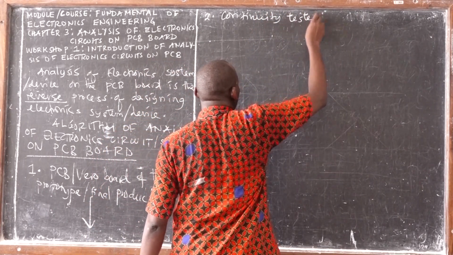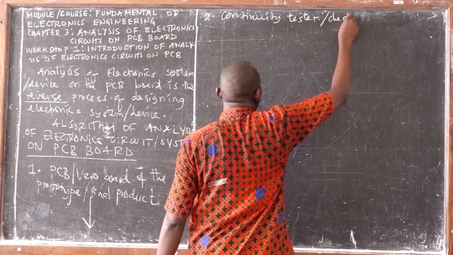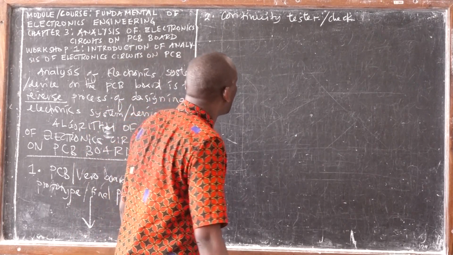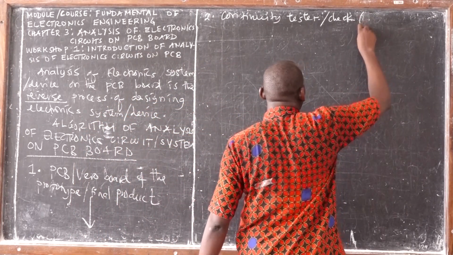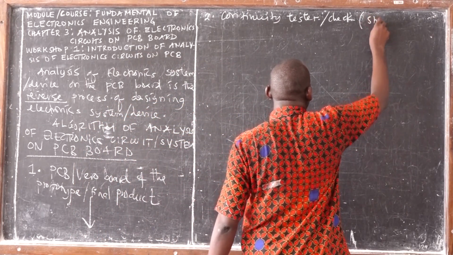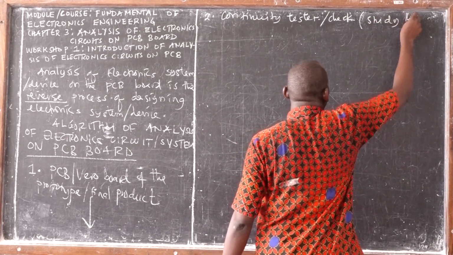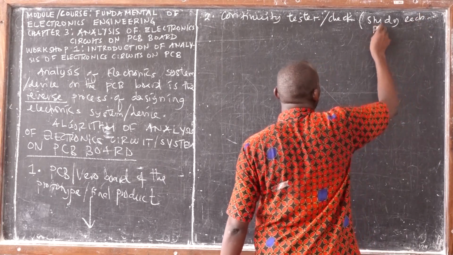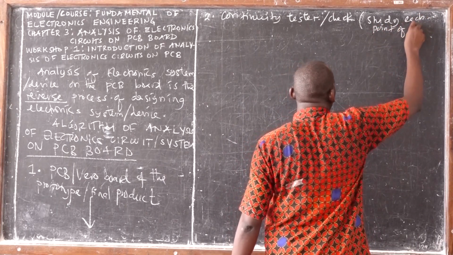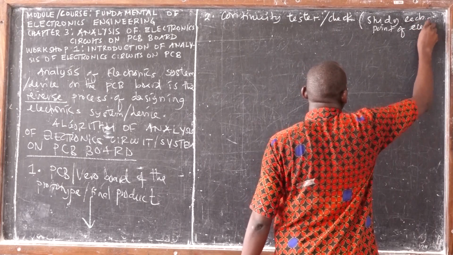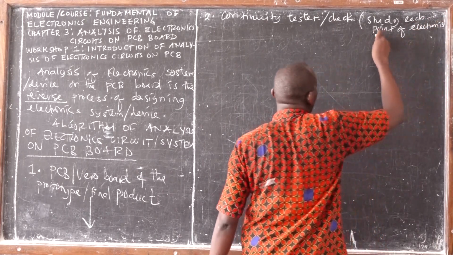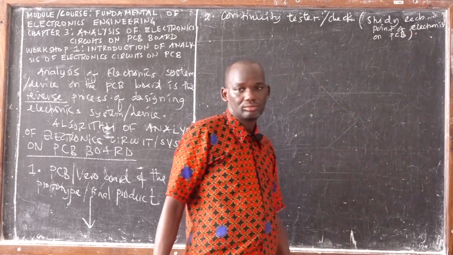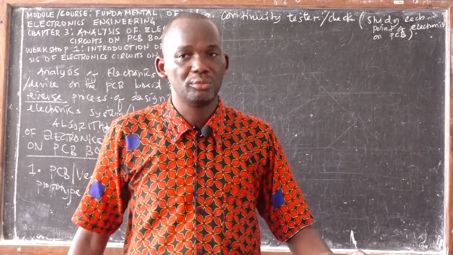Okay, so the second item that you need is called the continuity tester. Continuity tester or continuity check instrument. So the function of this continuity tester or continuity check is the instrument which can help you to test each point of electronic circuits on a PCB board.